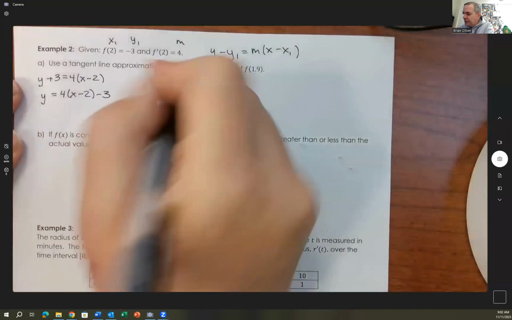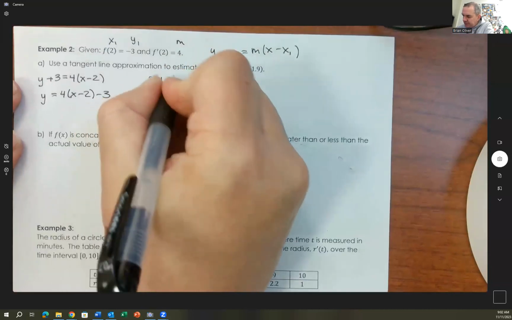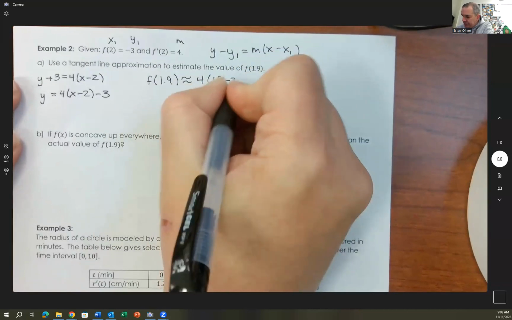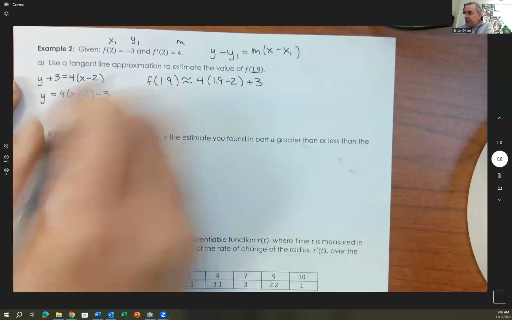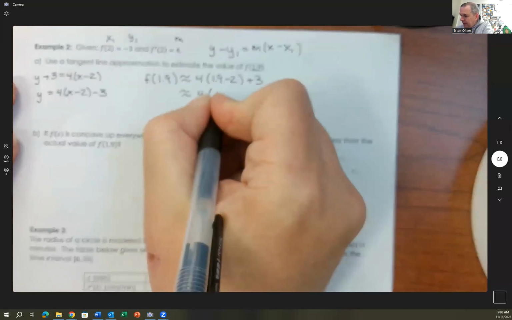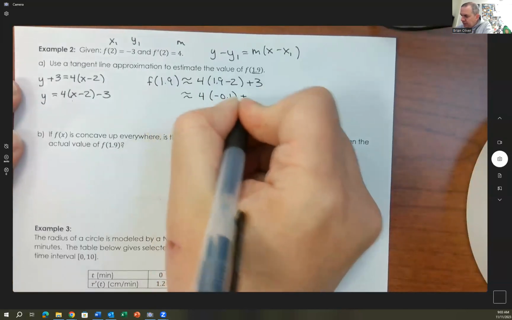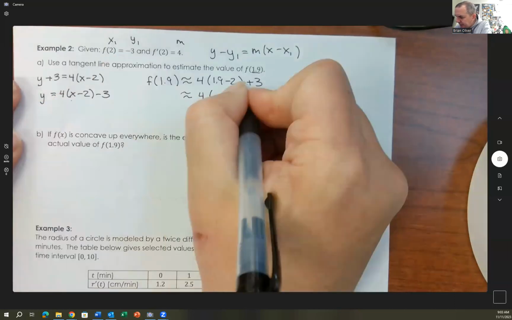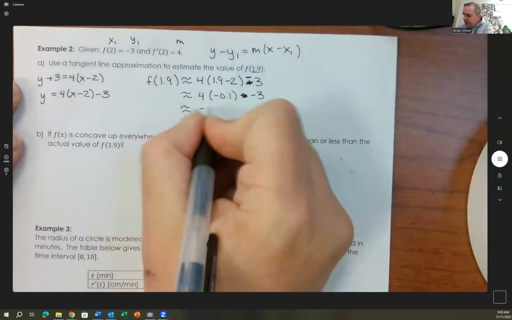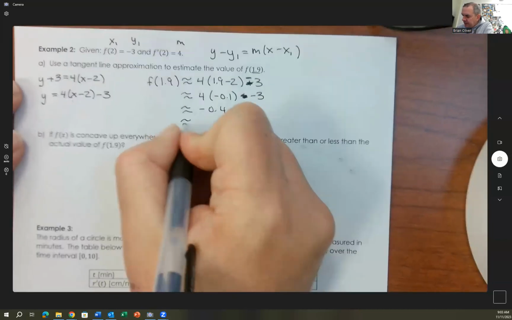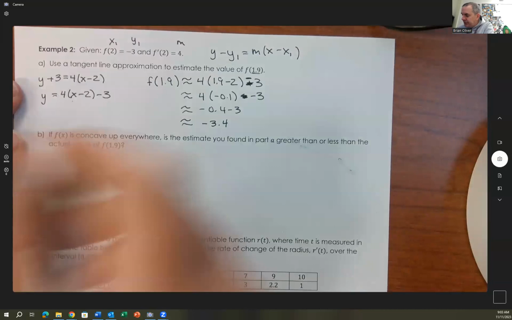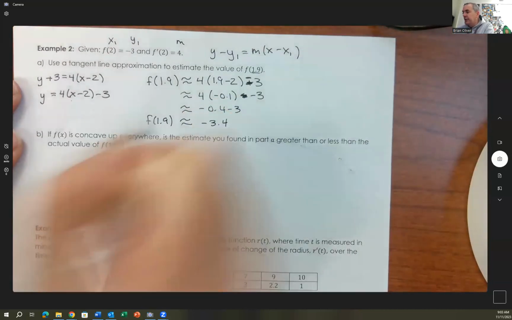Because when I go to approximate f of 1.9, it's actually easier to work with if I don't simplify it. So I plug in that 1.9 for x, and now I can just simplify. This is 4 times negative 0.1, minus 3. So this is negative 0.4 minus 3. This approximation tells me it's going to be negative 3.4. So the approximation for the value at 1.9 is negative 3.4.